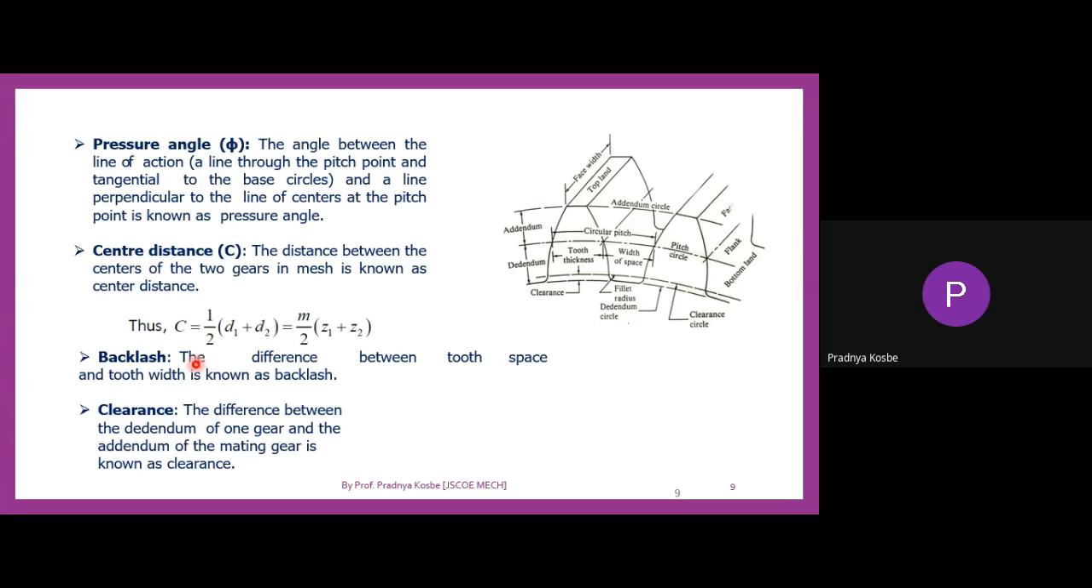Then backlash: the difference between tooth space and tooth width is known as the backlash. And clearance: the difference between the dedendum of one gear and the addendum of the mating gear is known as clearance. You can see over here the dedendum of one gear, and the addendum of the mating gear will be over here, and the distance between these two circles is known as the clearance. So it is the clearance circle, you can see.